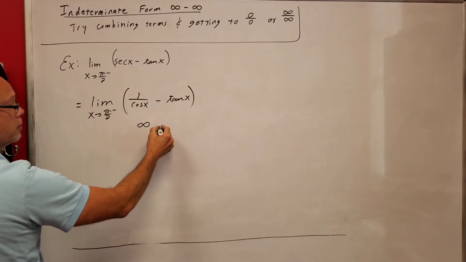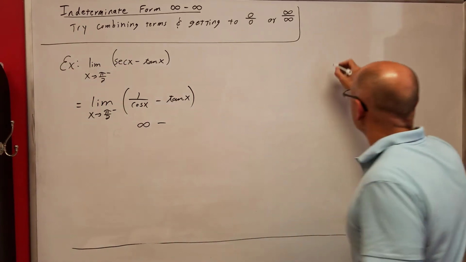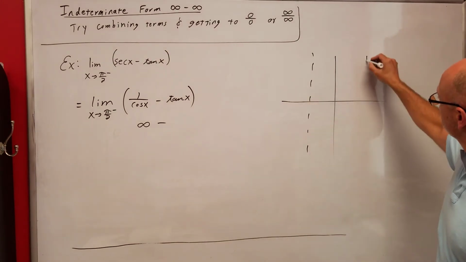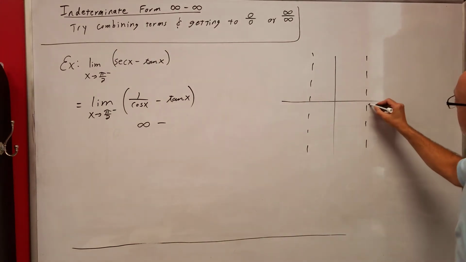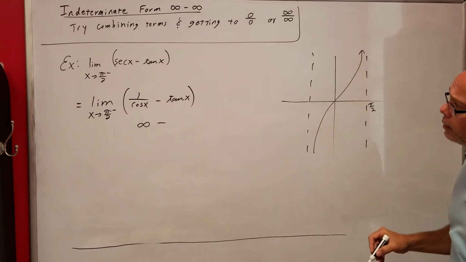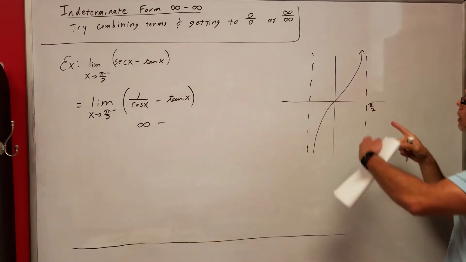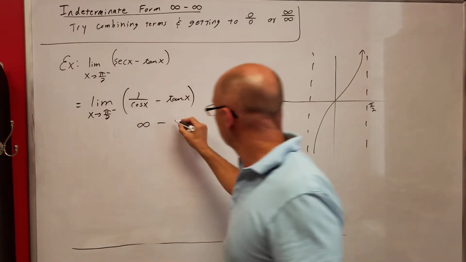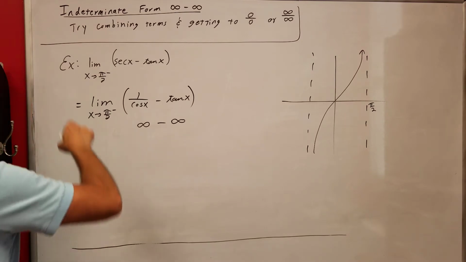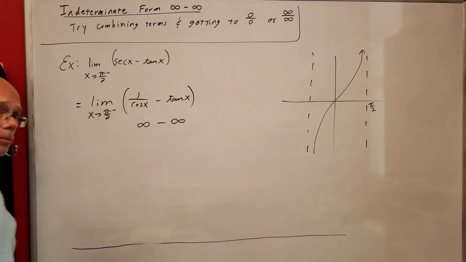infinity, right? Minus, what does the tangent go to as x approaches pi over 2 from the left? The easiest way to think about this is think of the graph of your tangent function. Here is pi over 2, a what? Vertical asymptote. Your tangent function does something like that, right? As you approach pi over 2 from the left-hand side, your graph is going off to infinity. So you basically have the form infinity minus infinity. So what are we going to try to do? We're going to try to combine things. So we're going to try to do this subtraction right here.